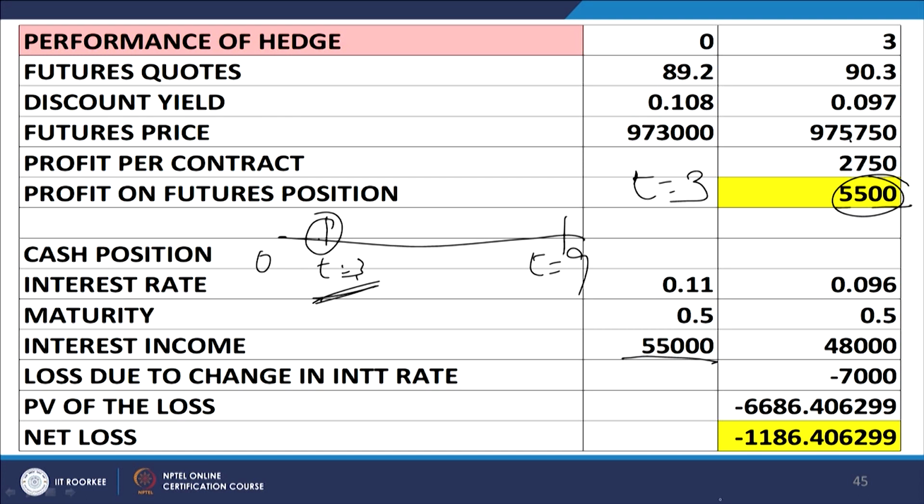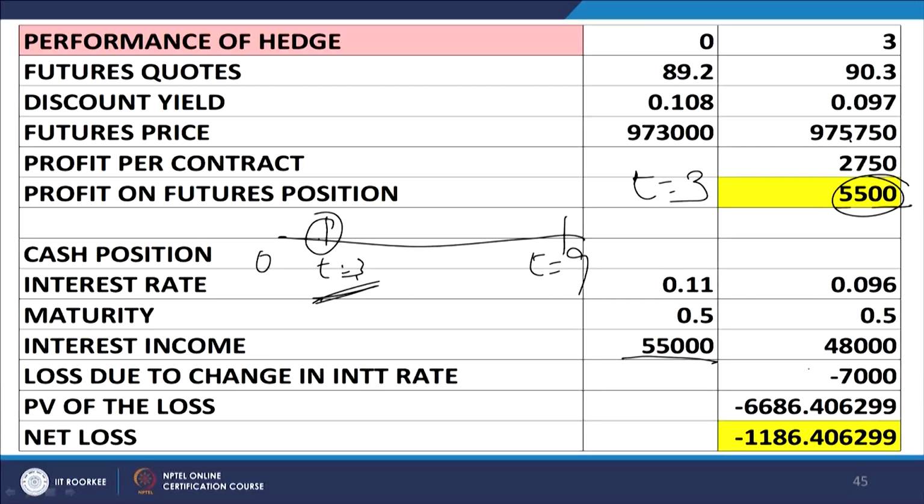When does this loss occur? The default assumption is that interest is paid post facto, that is, interest is paid at the end of the interest period. That is the general practice. So, that being the case, this loss of 7,000 rupees will occur at T equal to 9.